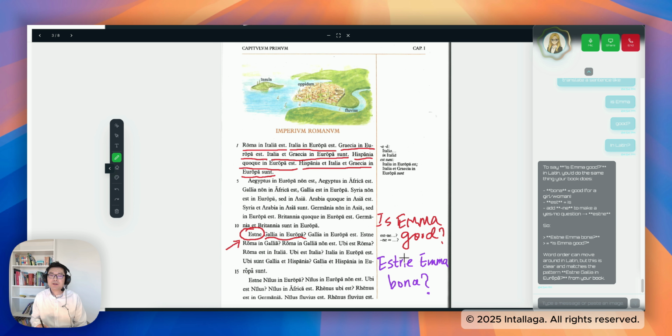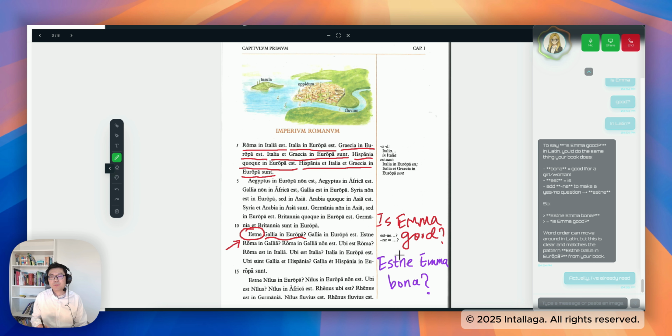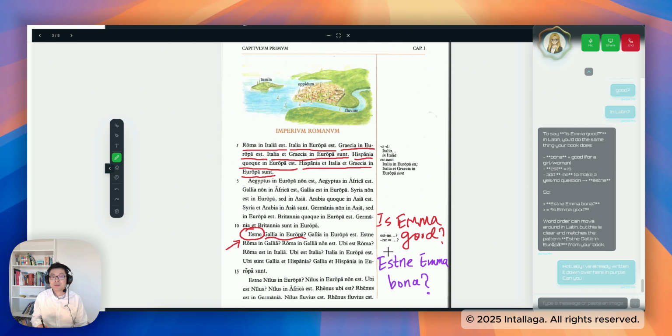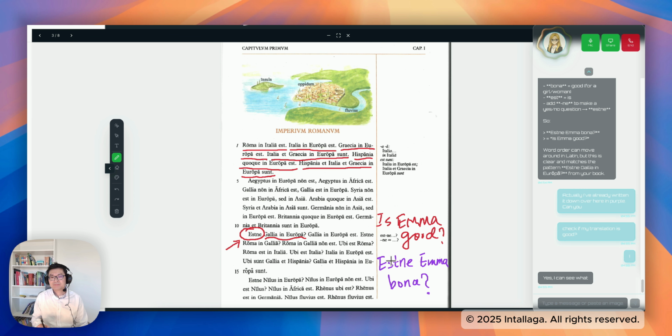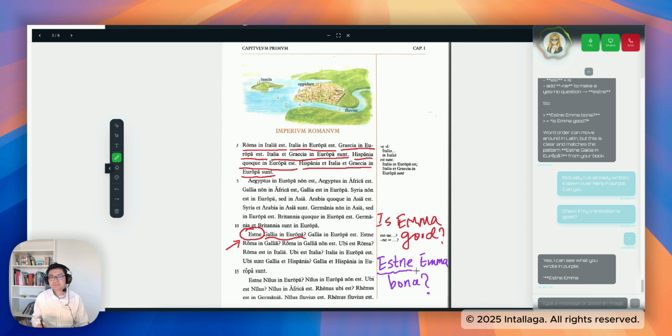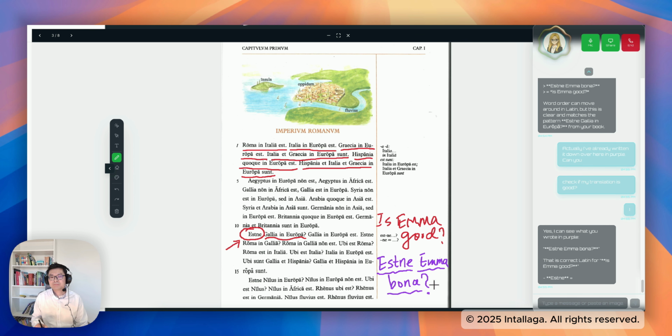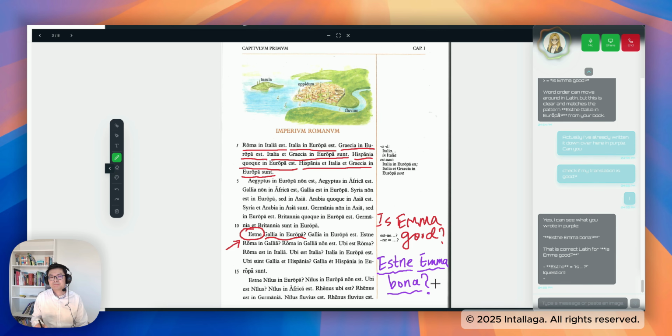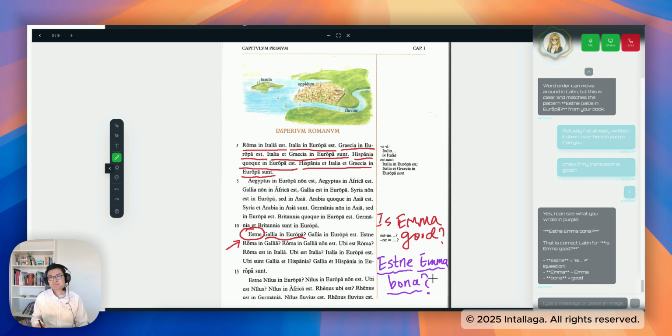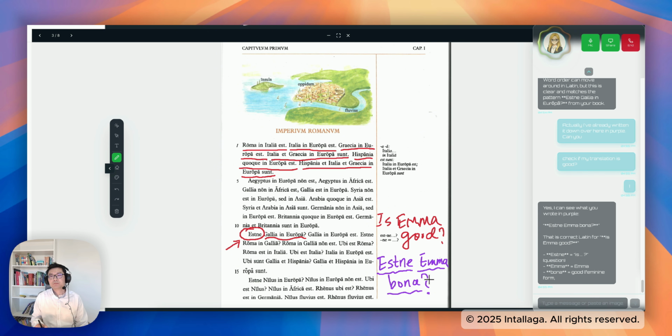See, I've already written it down over here in purple. Can you check if my translation is good? Yes, I can see what you wrote in purple. Estne Emma bona. That is correct Latin for is Emma good? Estne is one word, Emma equals Emma, bona, good. Feminine form, so it matches Emma. Nice job copying the pattern from estne Gallia in Europa.